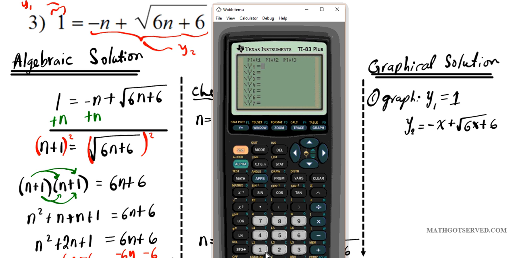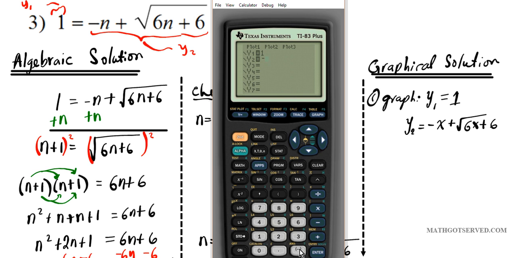So y1 is 1, and then y2 is negative. Please do not use the minus, use the negative button, okay? Negative x plus the square root of 6x plus 6, enter. Let's zoom standard. There goes the constant function, y equals 1, and then the radical function. Okay, so we can clearly see an intersection here. Let's go ahead and determine what that is.